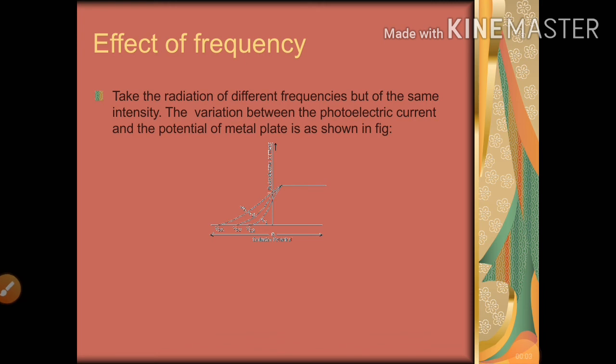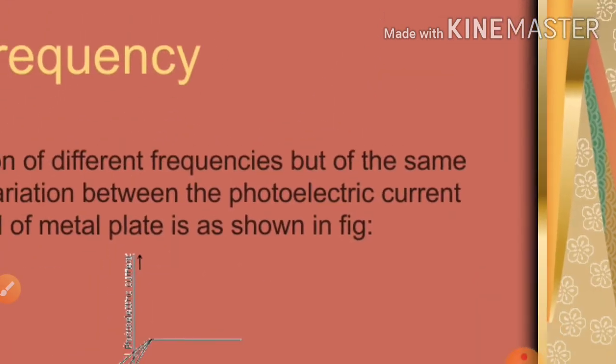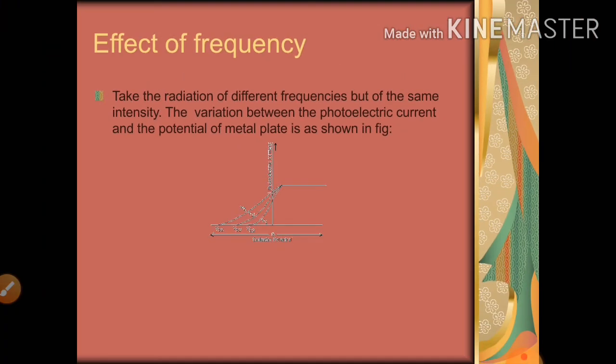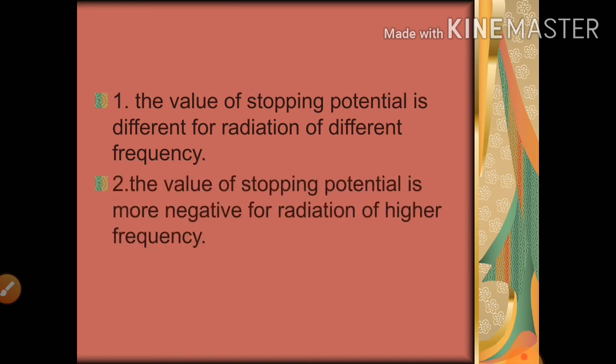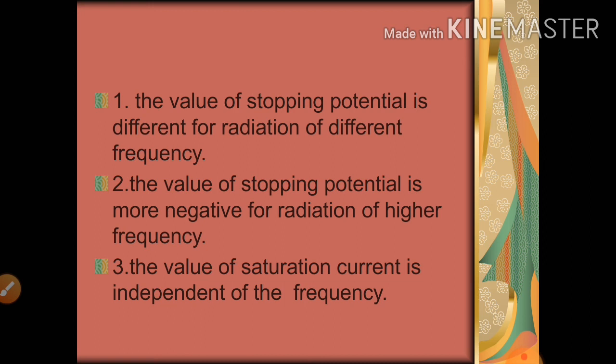Effect of frequency. Take radiations of different frequencies with the same intensity. The variation between the photoelectric current and the potential of the metal plate is given in the figure. The value of stopping potential is different for radiations of different frequency. The value of stopping potential is more negative for the radiation of higher frequency. The value of saturation current is independent of the frequency.